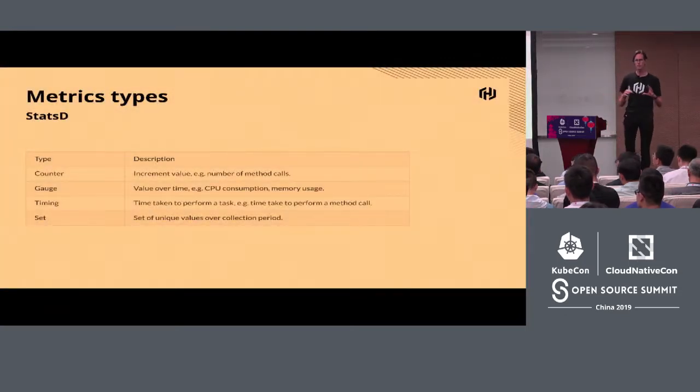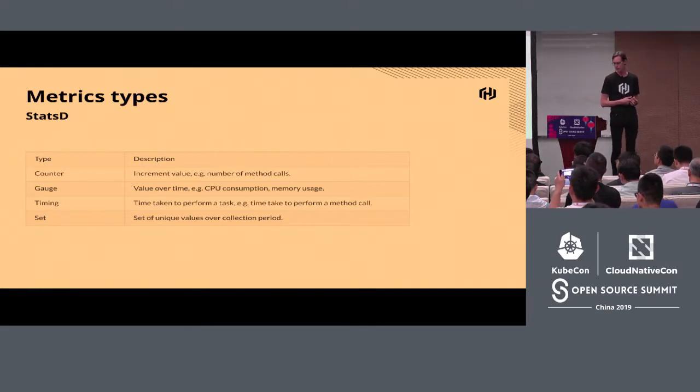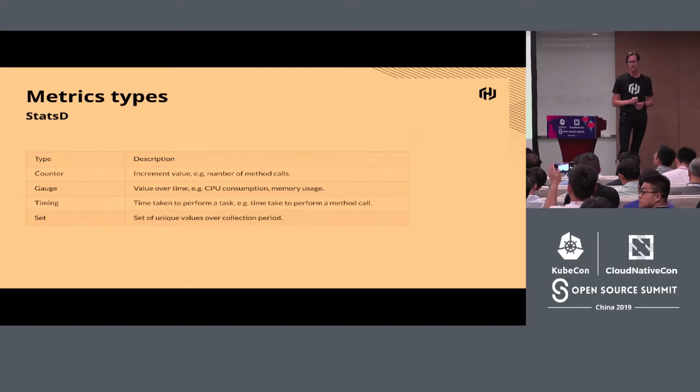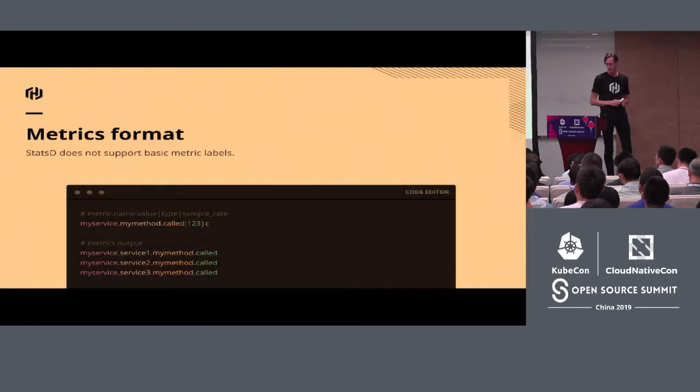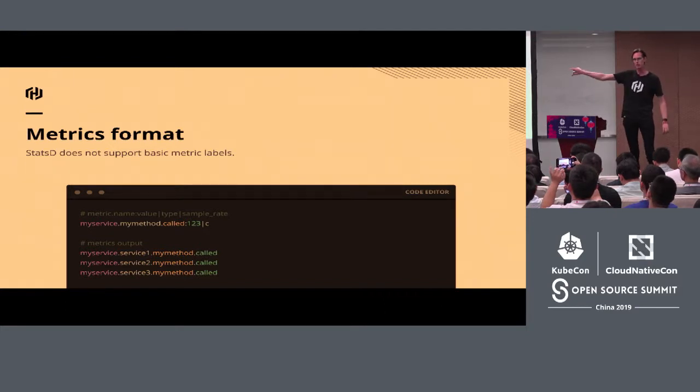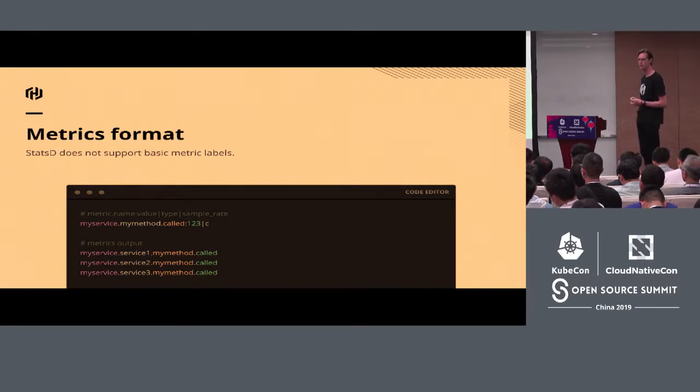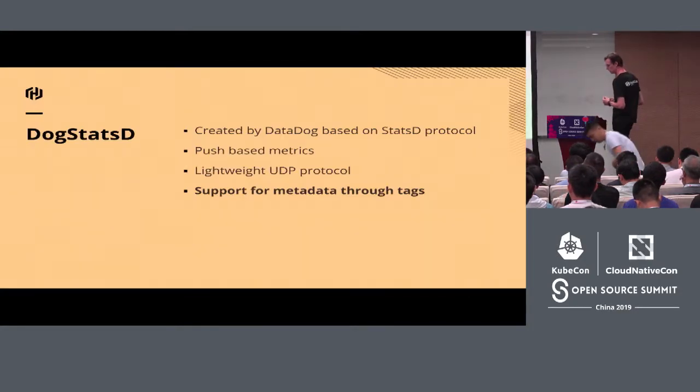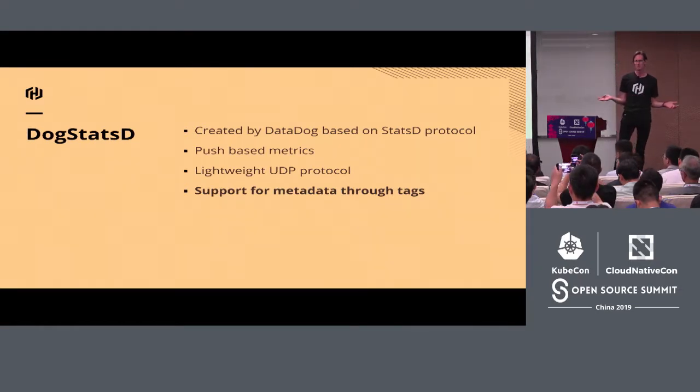You'll find that whichever metric system you're using, they tend to support these four things: counters, gauges, timings, and sets. Predominantly the first three are the most used. And it looks like this. The inherent problem there is that because you don't support tags, any metadata has to be encoded into the name of the metric itself. That can make querying and filtering incredibly cumbersome. That's a known problem, and it's a solved problem.